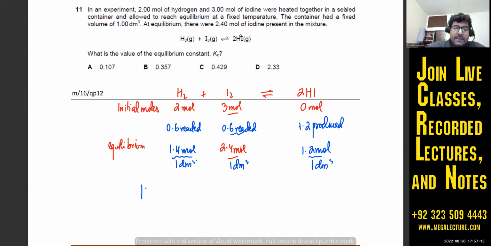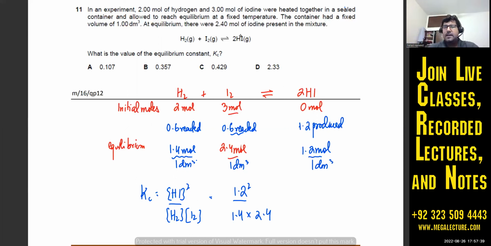So what is Kc? Kc is, what is the expression? It's HI concentration squared, and it's going to be divided by H2 concentration and I2 concentration. तो क्या बना? It's 1.2 squared. Calculator किसी पास? 1.2 squared divided by 1.4 times 2.4. क्या है इसका आंसर हमारे पास?